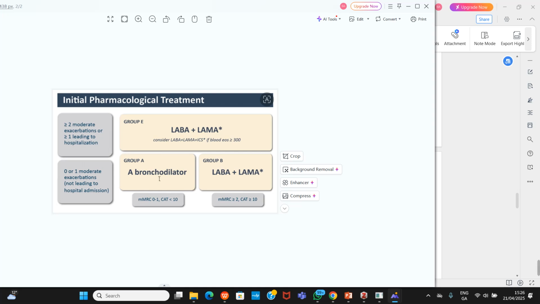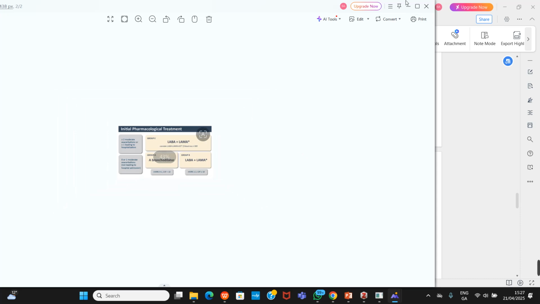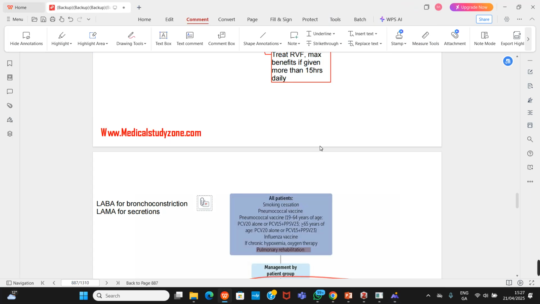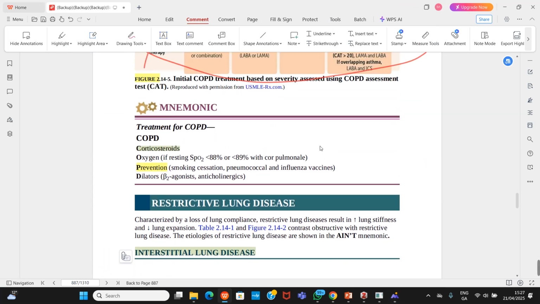So people in group A, you give them either LABA or LAMA. You have to choose one. Me, I would say LABA. People in group B and group E, you have to combine. You must combine LABA plus LAMA. And you might want to introduce inhaled corticosteroid for anybody with an eosinophil count more than 300. An eosinophil count more than 300 is a lot. So give ICS to reduce the eosinophil count and reduce the inflammation. So that is the algorithm for treating stable COPD.